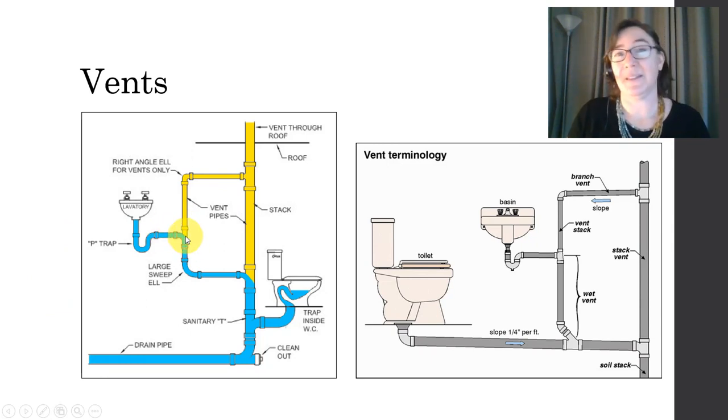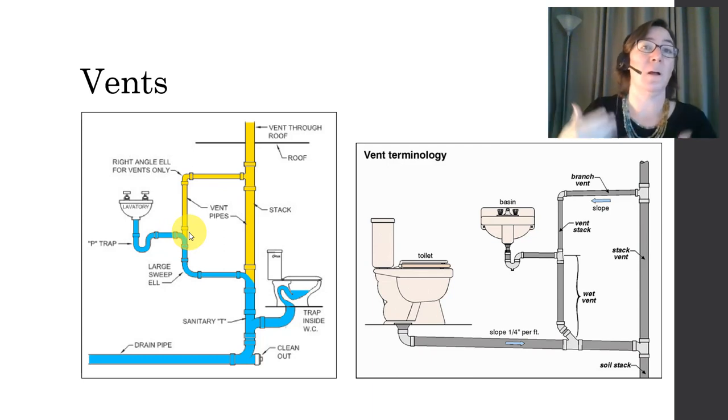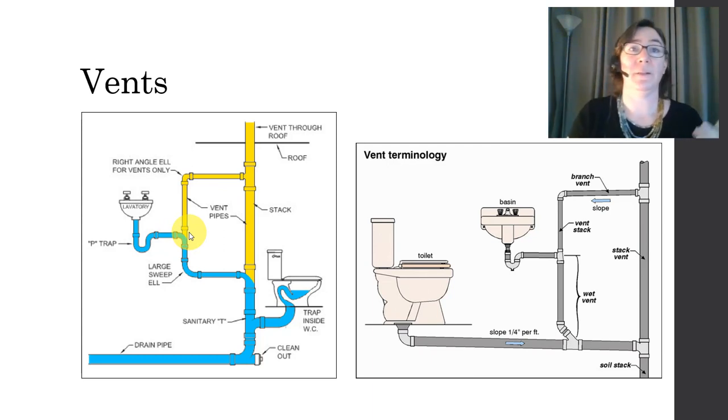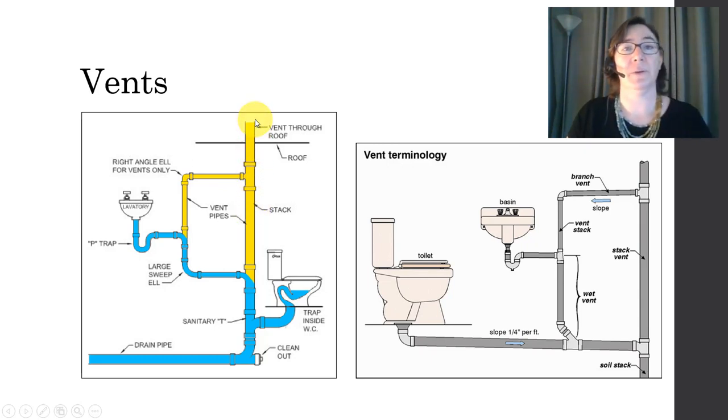They look just the same. Just looking at the pipe in the wall, you can't necessarily tell whether it's a vent pipe or a drain pipe. But this one is a vent pipe. It's coming up, it's going to connect to the stack and then vent through the roof.